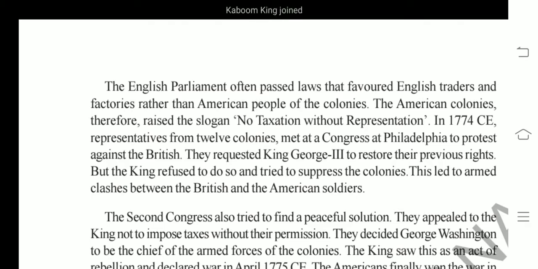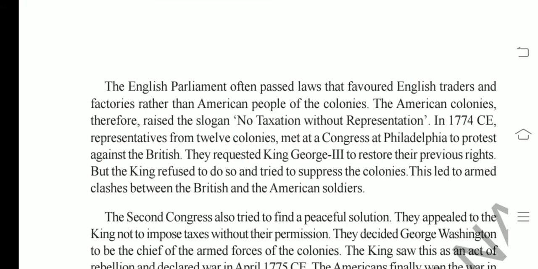English traders purchased the goods and farm products from American people, those who settled. American people in the sense English people only, but who settled in 13 states of America at the eastern coast. Understand? So British Parliament every time enacted the laws supporting the English traders and English factory owners, and it did not support American people of the colonies.